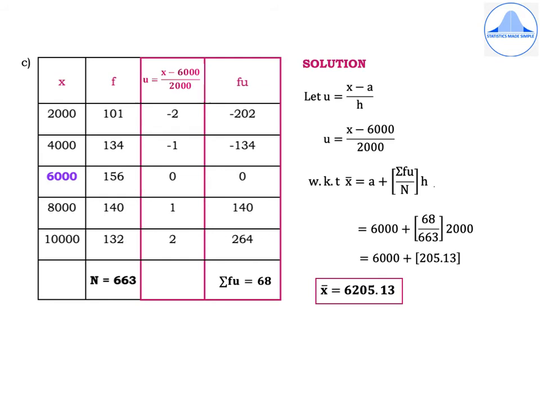Substituting these totals in the mean formula, we get x bar equal to 6000 plus 68 divided by 663 into 2000, which is equal to 6000 plus 205.13. So whenever we multiply and divide, we take two places after the decimal after rounding off. Therefore, x bar is equal to 6205.13.